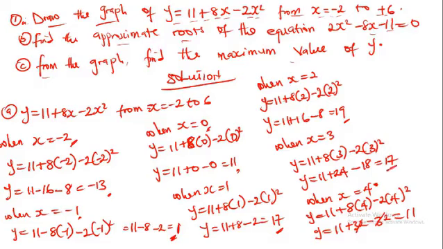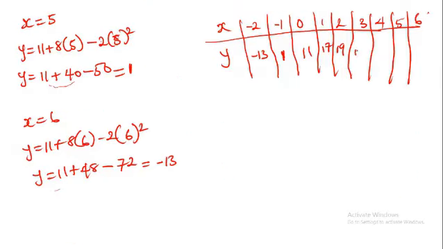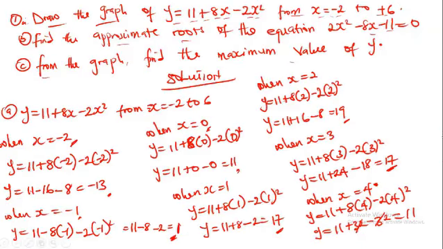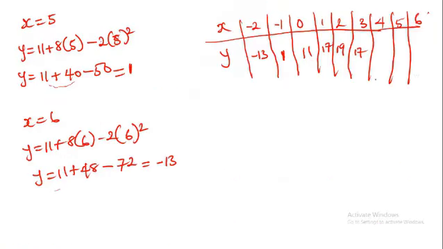When x is 3, y is 17. We have our 17. When x is 4, y is 11. We have our 11. Then when x is 5, y is 1. When x is 6, y is minus 13. Okay, so we've gotten the values of y. Now all we need to do is to go over to the graph and then plot this on the x and y axis. Okay, so let's go over to our graph.